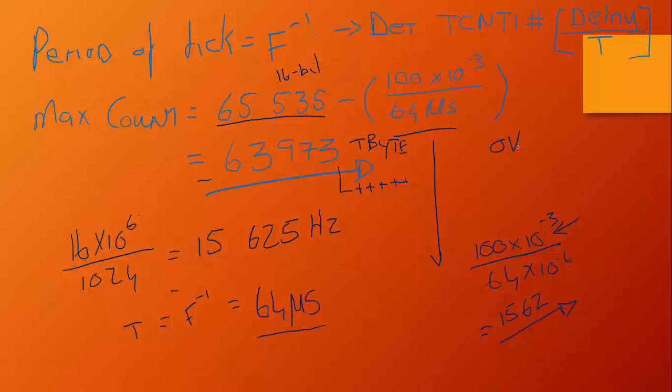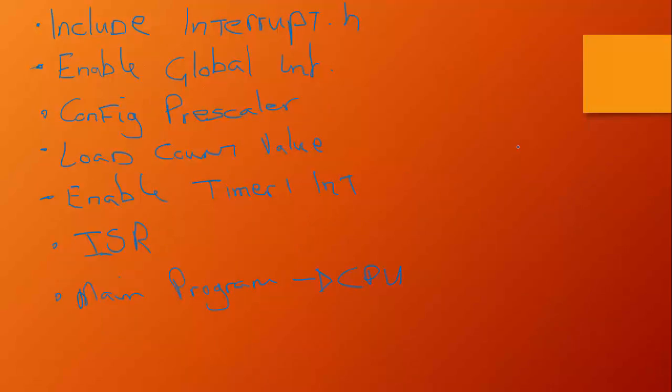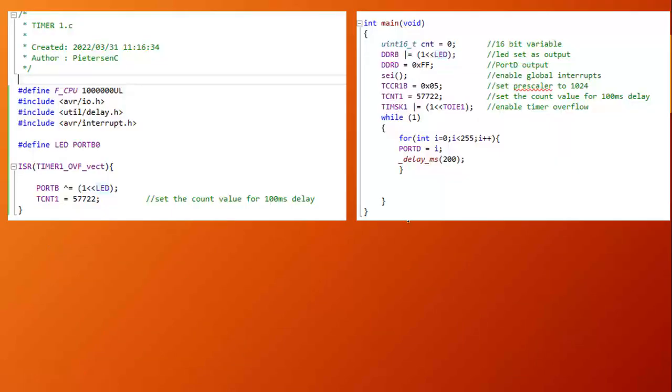So there's our calculation. Now let's see what we should do in our code. Firstly, remember, we always want to include the header file. We want to make sure I have my global interrupts enabled. We want to configure the prescaler or divider. We want to load the count value. We want to make sure timer 1 is enabled, and then we need to make sure there's a service routine written, and there's also a main program that the CPU will be busy with. So let's take a look at the code for that.